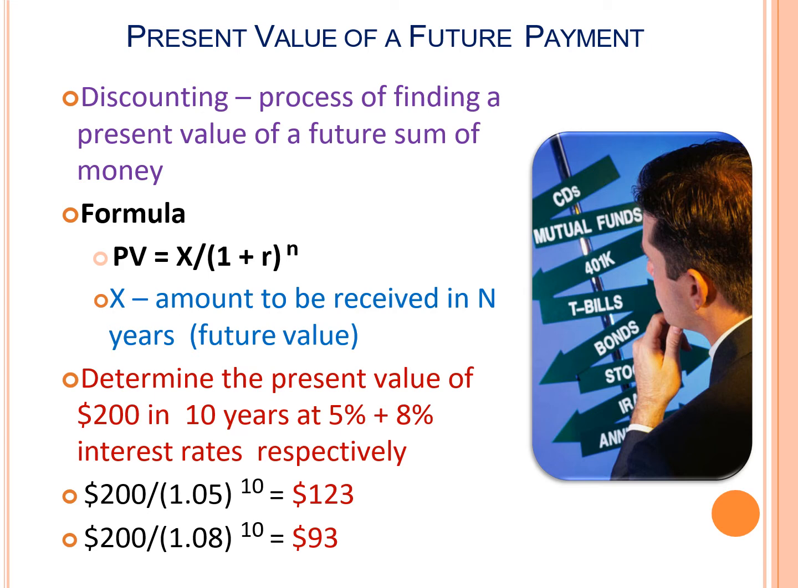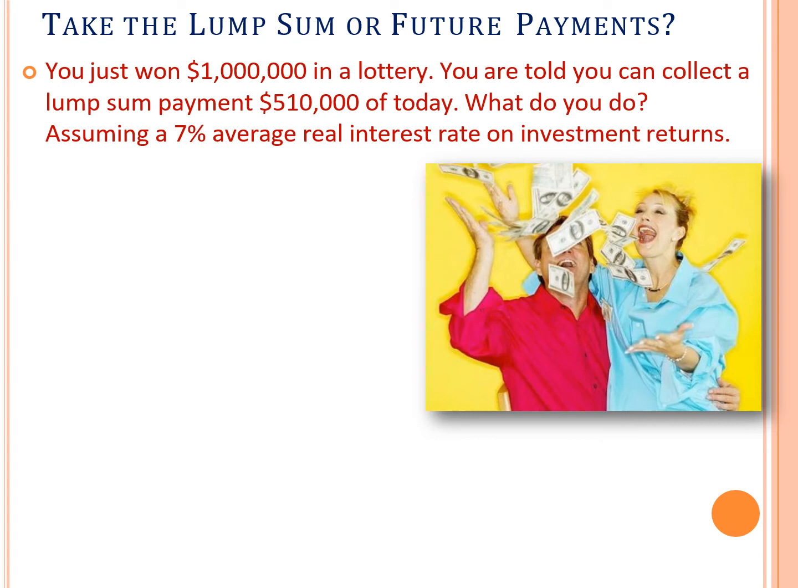So let's go back to that lotto example. So you just won $1 million in the lottery. You're told you can collect a lump sum of $510,000 today, or you can take payments of $100,000 spread out over 10 years. What do you do, right? Remember, we said we're going to assume that we can get a 7% real interest rate on our investment returns. So here's what we're going to do, okay? We're going to take that present value formula, X divided by 1 plus R to the power of N. So in this case, X is $1 million. Right? 1 plus R means 1 plus 0.07. R is the interest rate. 0.07 is a 7% interest rate. And the power of N, in this case, N is 10 years.